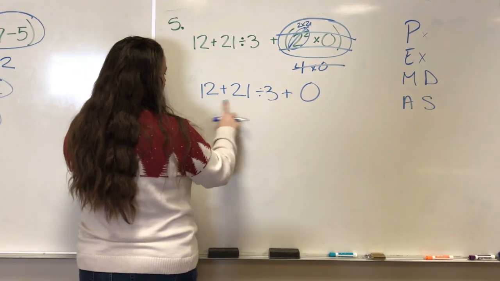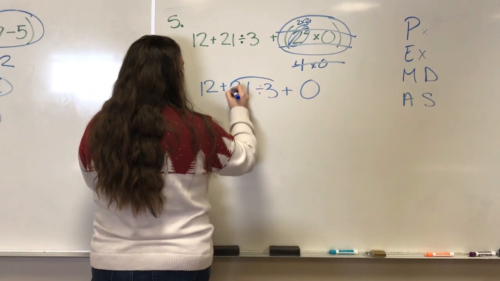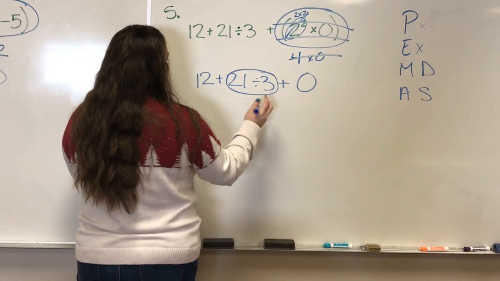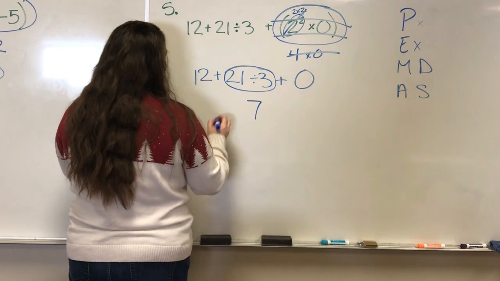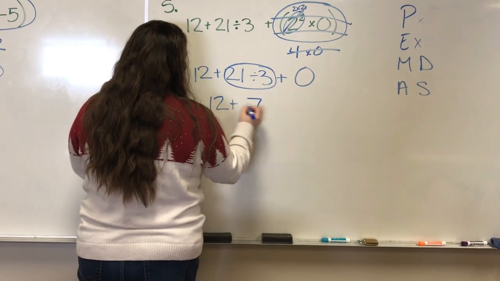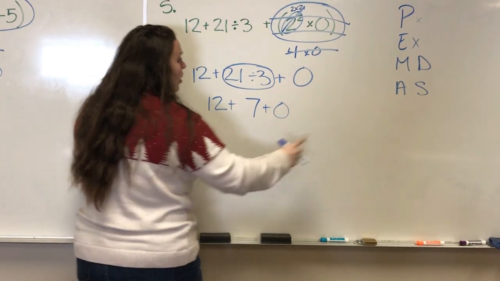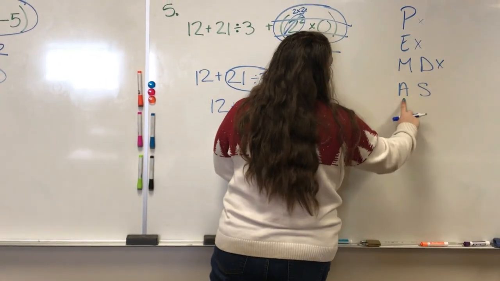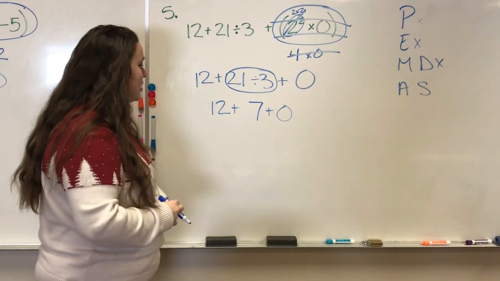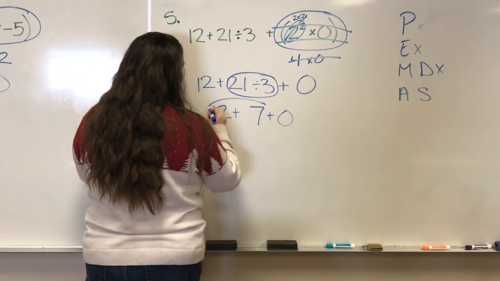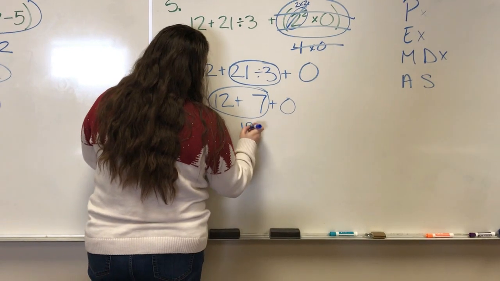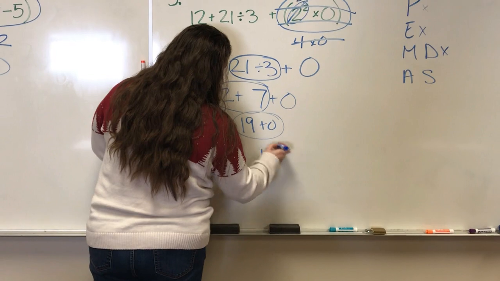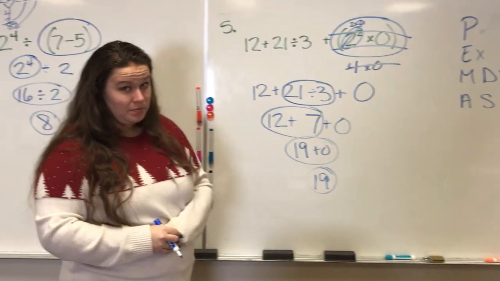This is not multiply or divide. This is multiply or divide. I just go from left to right. 21 divided by 3 is 7. Rewrite my problem. No more multiplication or division problems, so I can cross that off. And now I'm looking at adding or subtracting. Moving from left to right. 19 plus 0. My final answer should be 19.